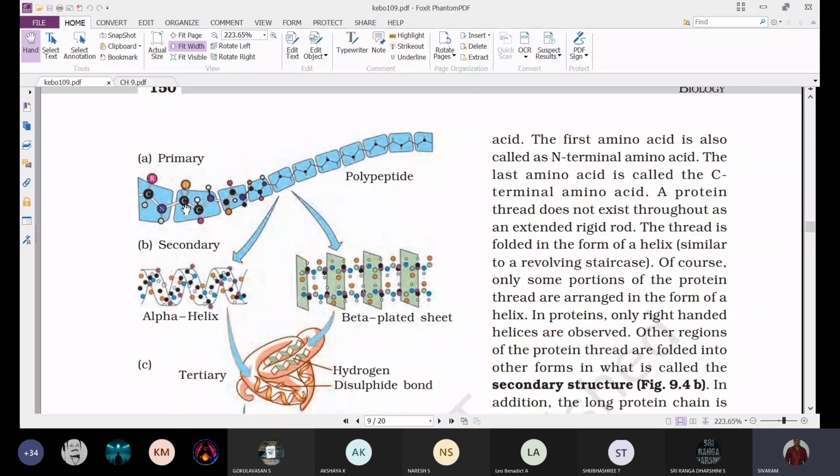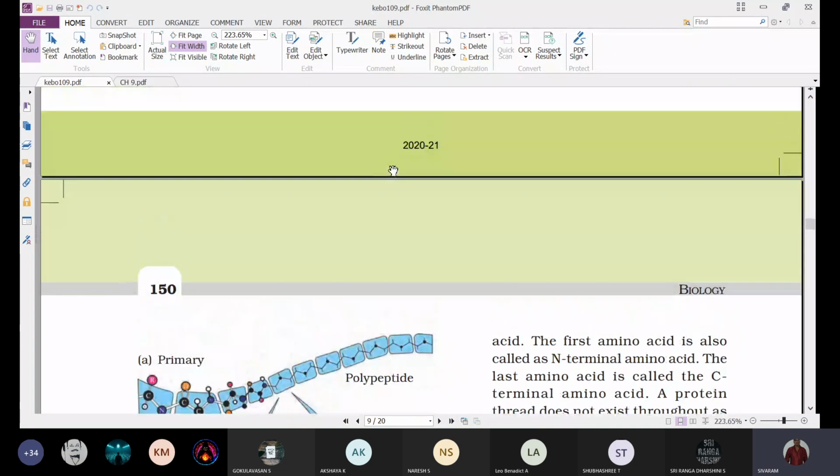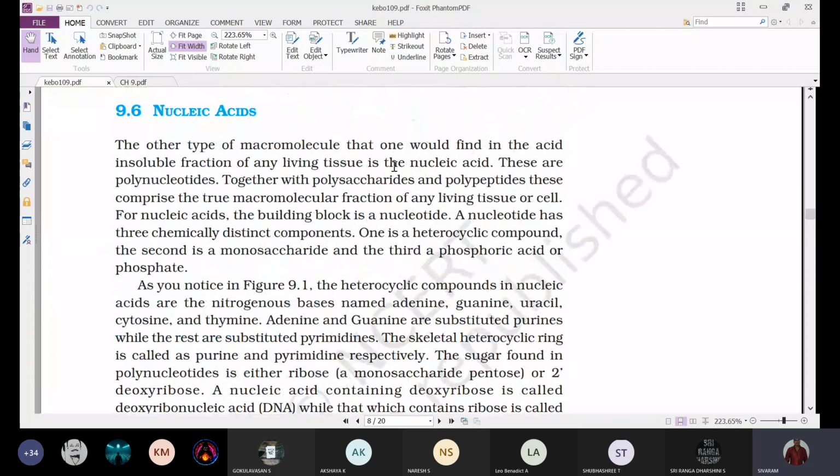Okay, the carboxylic group of one amino acid and the amino group of the adjacent amino acid are joined with the help of a bond called a peptide bond. The bond present between carbon and nitrogen, we call it a peptide bond. With the help of that peptide bond, the amino acids are joined, and primarily they are linear structures of proteins. That's what we can see here.